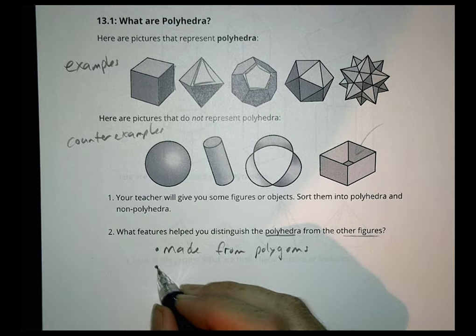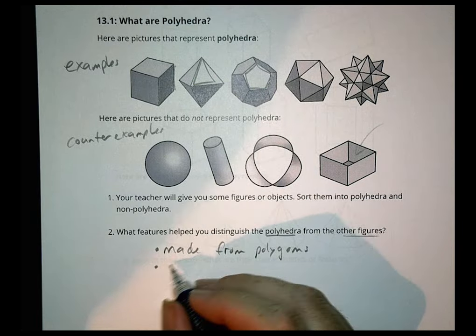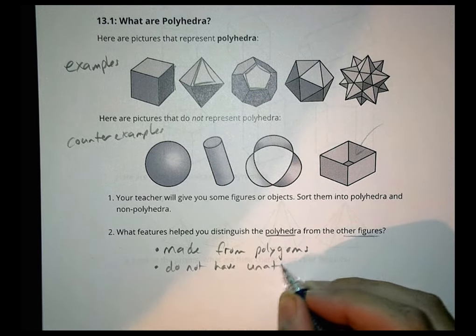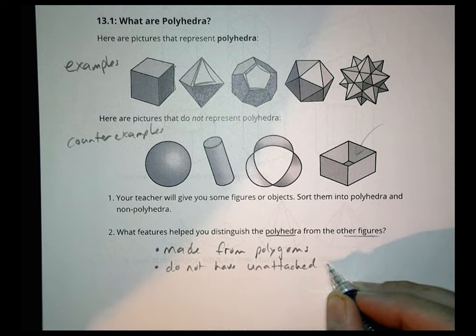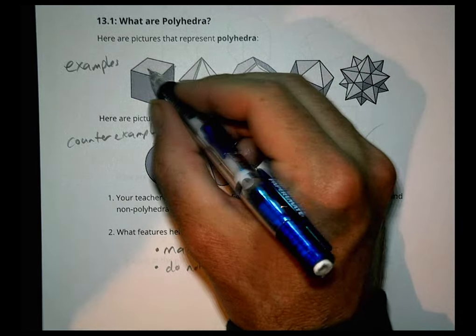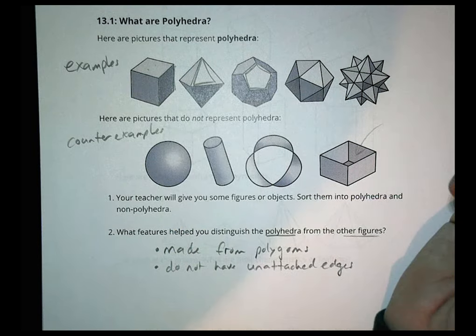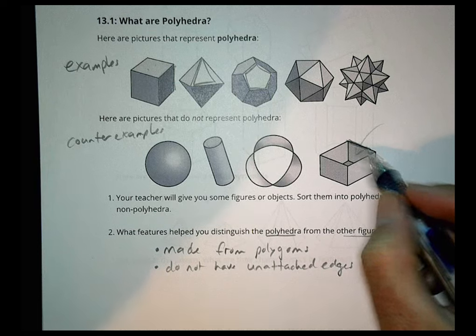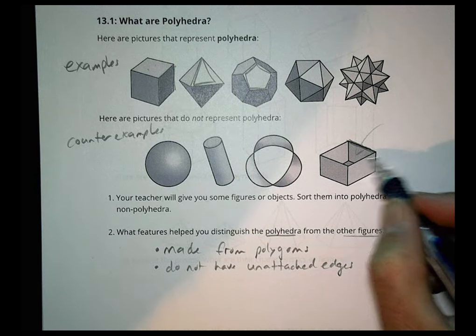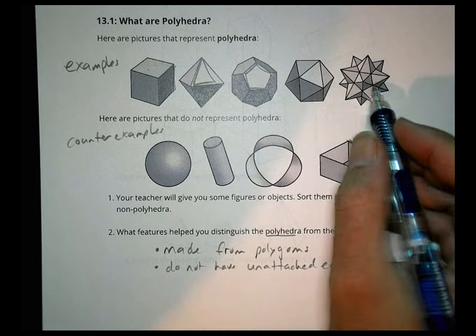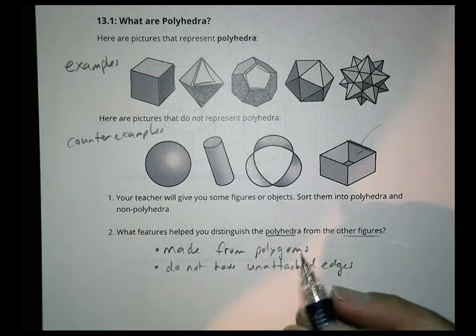Another thing that they all have in common is they do not have unattached edges. And by that, I mean everything connects to something else. There's nothing that's kind of loose and hanging out there. So, for example, this would be an example of an unattached edge. It doesn't have anything that attaches to it. It's the top of that wall there, the box, but it doesn't attach to anything. Right? That's kind of a problem. So these ones all have something they attach to. There's no open gaps there.